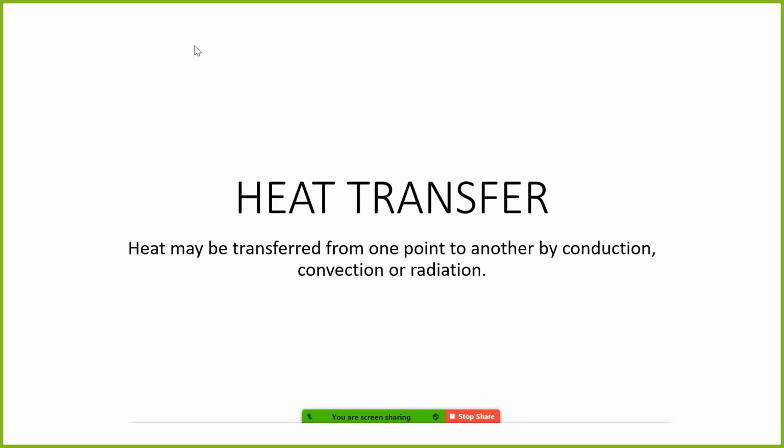Now we move on. We want to finish the syllabus, right? And we want to be able to review things in short order, right? So we move on to what we call heat transfer, right?